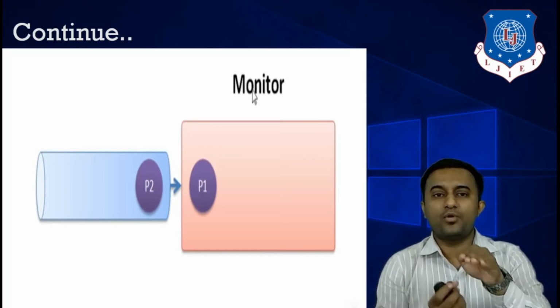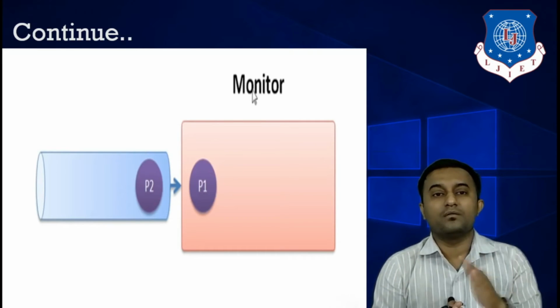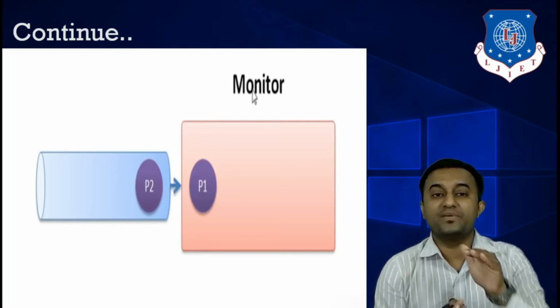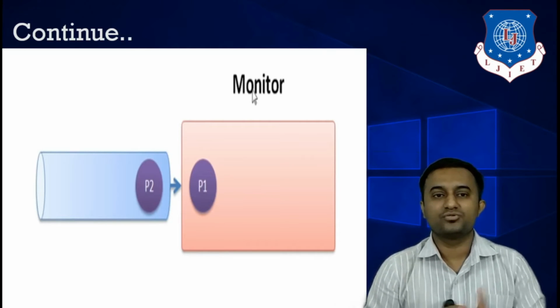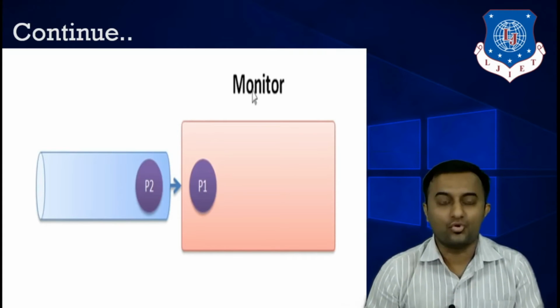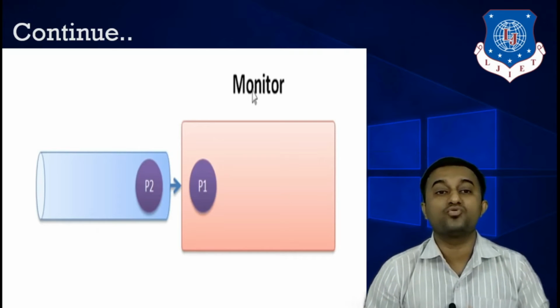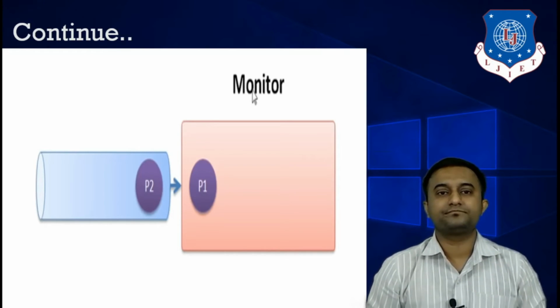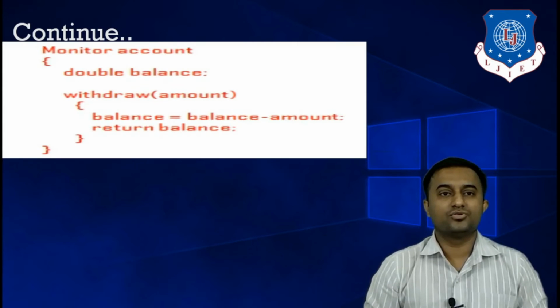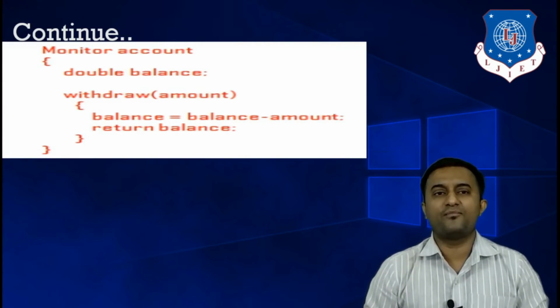Means what? The monitor will maintain one queue in which the upcoming, or you can say waiting process, would be stored for a while. So this blue block is nothing but a monitor queue in which upcoming, or waiting process can be stored for a while. Clear?